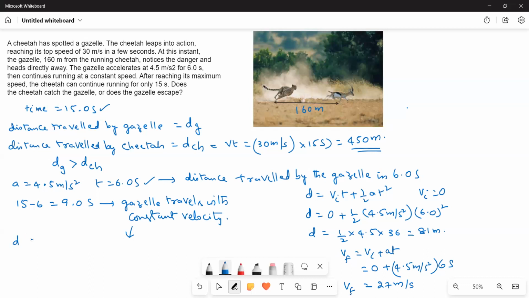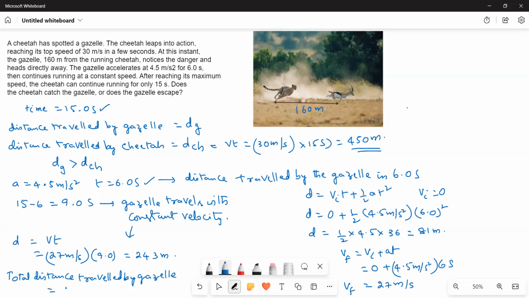So distance is equal to Vt, that is equal to 27 meters per second times 9 seconds. So what is the value? 27 into 9 is equal to 243 meters. So total distance traveled by the gazelle is 243 plus 81, which gives 324 meters.